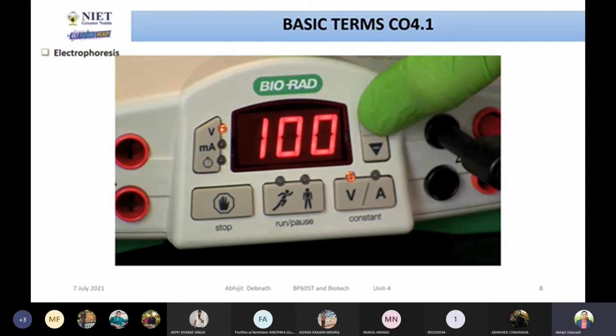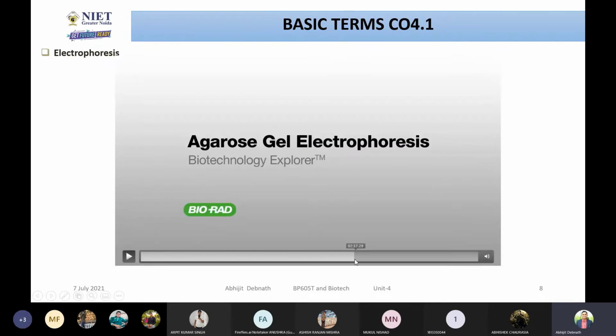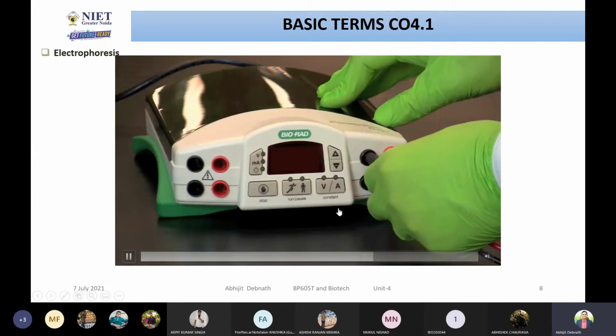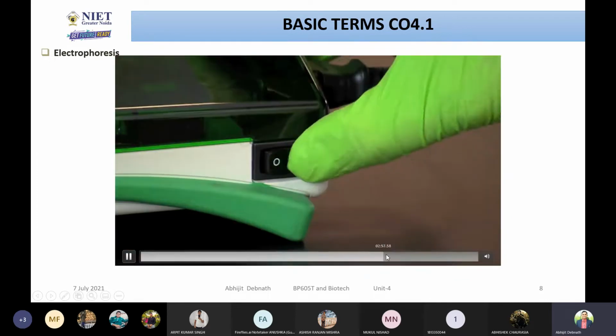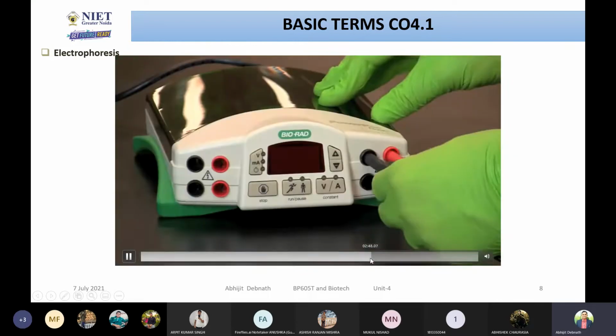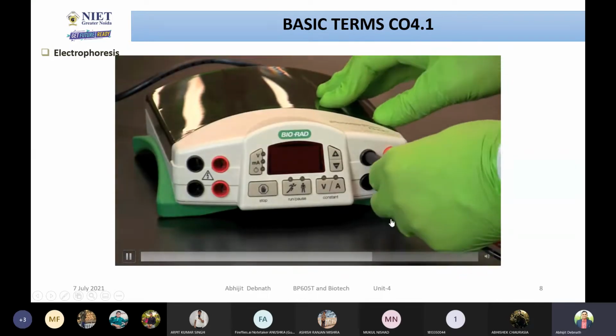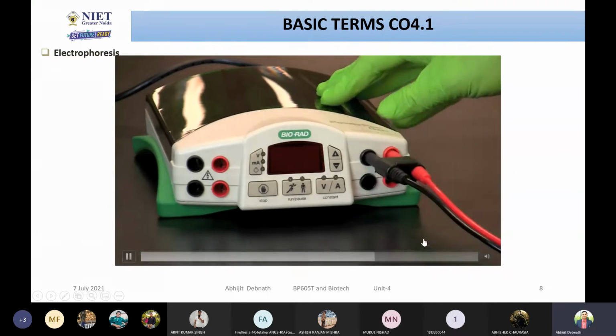So here you can see the voltage difference. To create the difference between the voltage, let me again play this video. Here you can see black to black. Making certain the electrodes match the terminals on the power supply, red to red and black to black. Voltage.